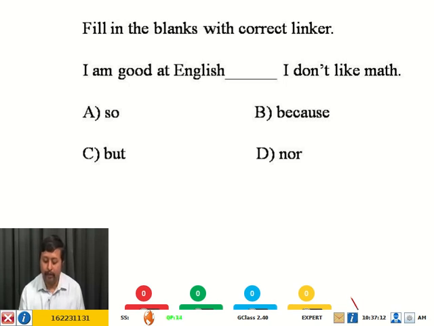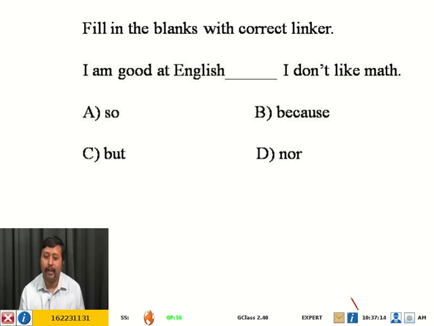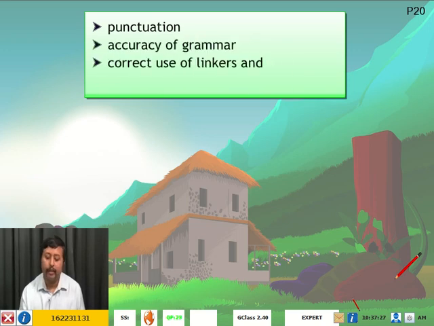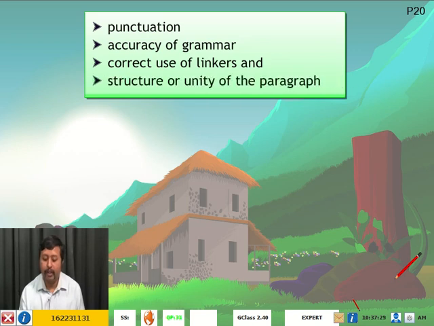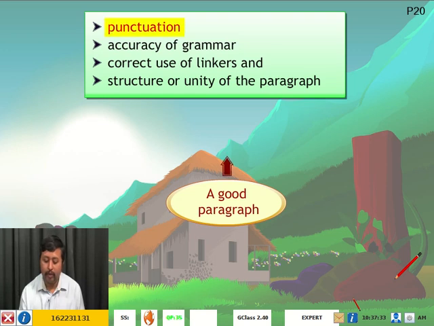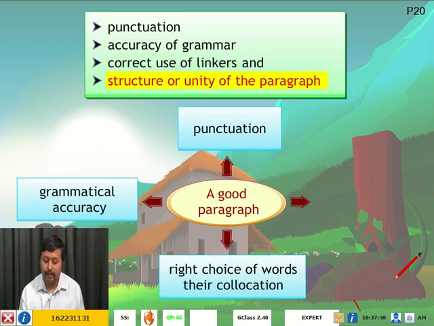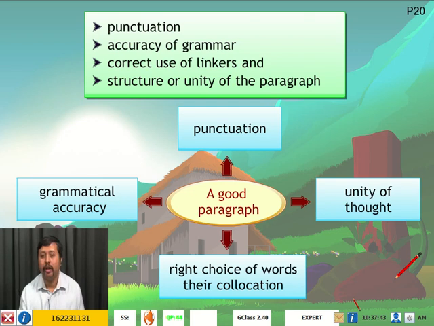Okay, so now, let's summarize whatever we have learned. In editing, we identified and corrected the errors, right, and gave a final touch to the text. Then, it has four areas to be looked at: punctuation, accuracy of grammar, correct use of linkers, and structure or unity of the paragraph. Those are the things that make a good paragraph. Punctuation, then accuracy of grammar, correct use of linkers, and unity of thought.